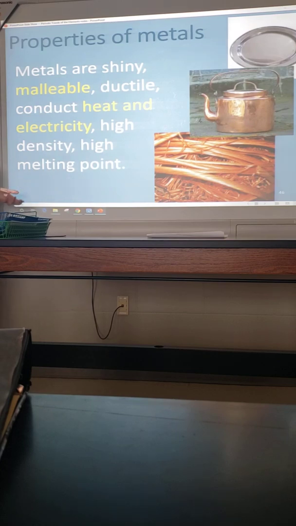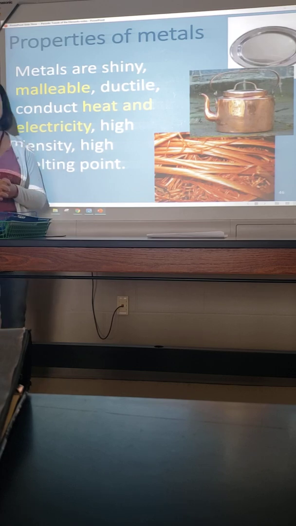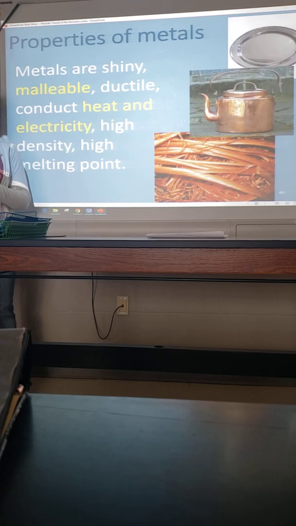So obviously we know what metals are. They're shiny, they're malleable, meaning that they can bend. They're ductile, they conduct heat and electricity well, which is why we use them in our wiring. They usually are very dense and they have a high melting point, so it takes a lot of heat to melt them.